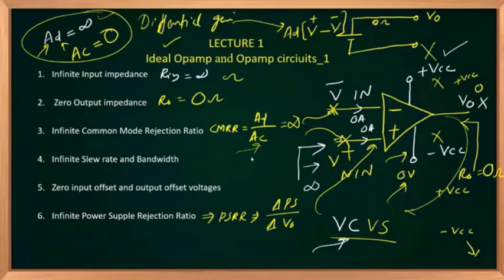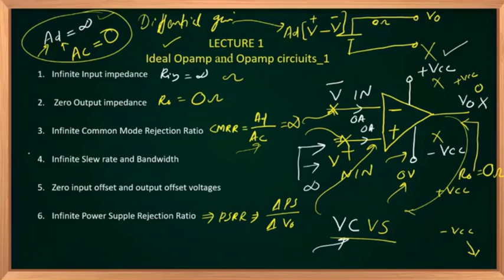It is the ability of an op-amp to suppress the common signals present at the input, along with the ability of a given op-amp to amplify the difference in signals V plus minus V minus present at the input terminals, right? So that is common mode rejection ratio, CMRR.